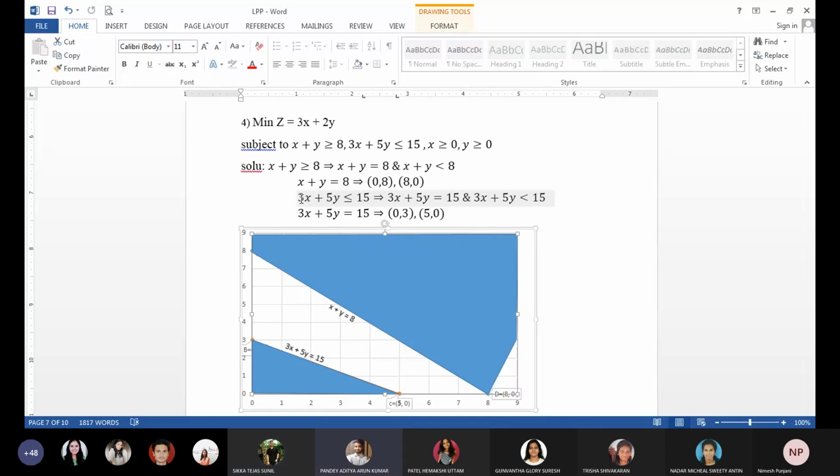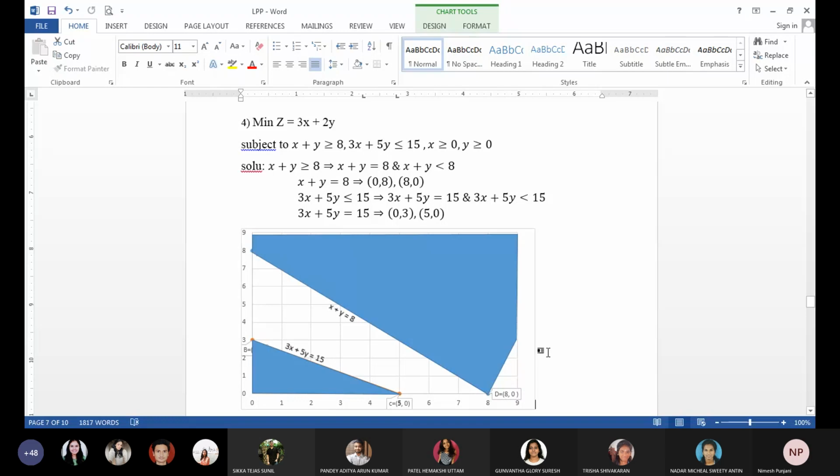Okay. So now in this example, what you can see, x plus y is greater than 8. So the region is above the line x plus y equal to 8. For 3x plus 5y equals 15, the region is below the line. So this is an example where you are not getting a feasible region. Why? Because there is no common region. Right? There is no common region.